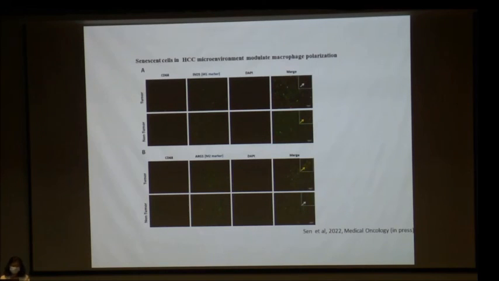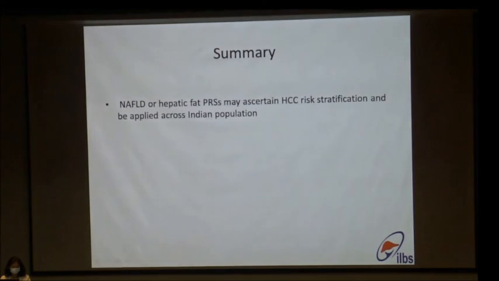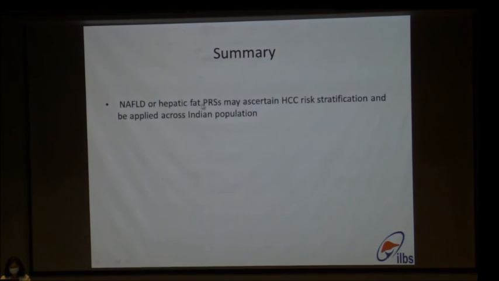We can do more. We can have some ideas based on this, and we can apply this NAFLD or hepatic fat polygenic risk score in our Indian population, and it can help ascertain HCC risk stratification because we have these chronic liver disease patients.